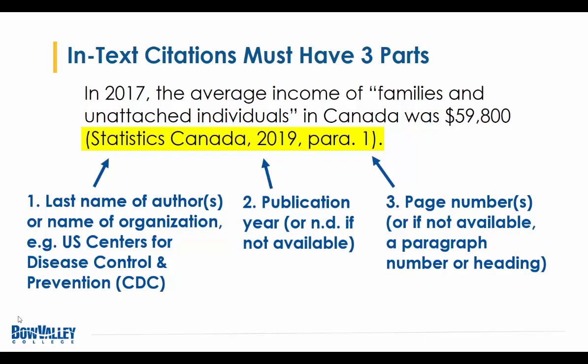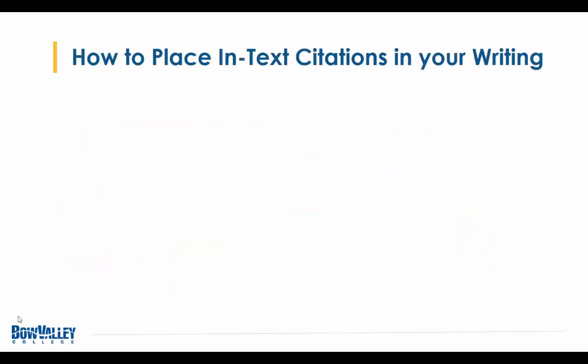If a source has no page numbers, which is common for web pages, there are two options. You can count the paragraphs and put the number in brackets after the abbreviation para for paragraph, or use a heading in quotation marks. A heading is like a subtitle used inside of the text of a source that describes what a section is about. For example, the introduction or the conclusion.